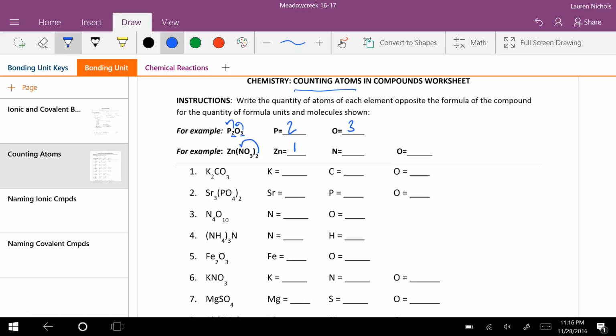Now, we see these parentheses, okay? Now, this 2 tells me that I have 2 of everything inside there. And so that means 2 times my 1 nitrogen will give me 2, and 2 times my 3 oxygens is 6. Now, if you need to see this in kind of a visual representation, we have zinc there, which has a +2 charge, and we have nitrate, which has a -1 charge. Okay, so we have 2 of all of these. So if you break it down this way, you can count the 1 zinc, the 2 nitrogens, and the 6 oxygens individually that way.